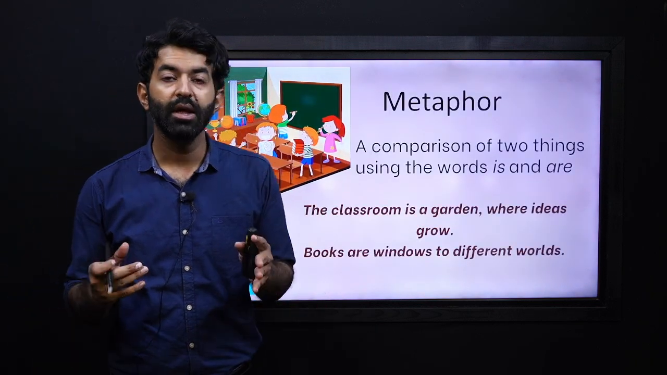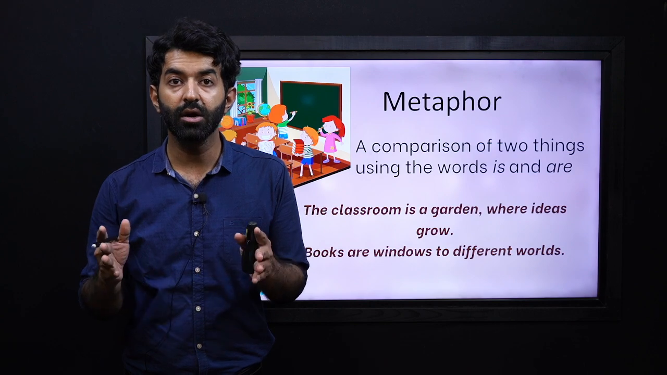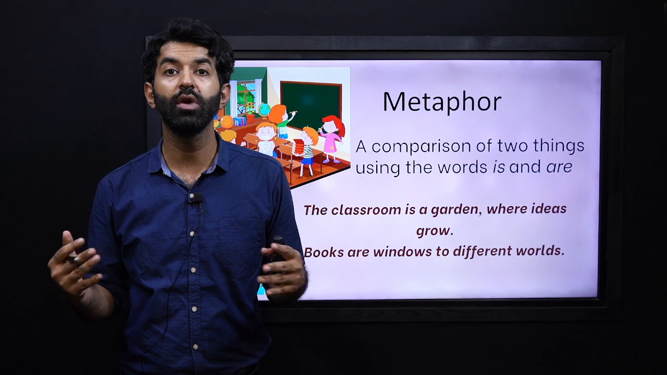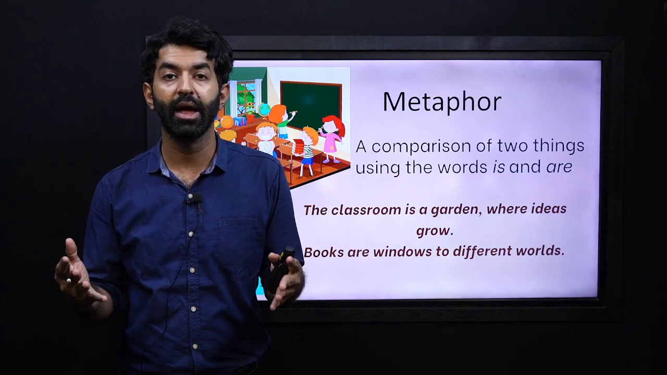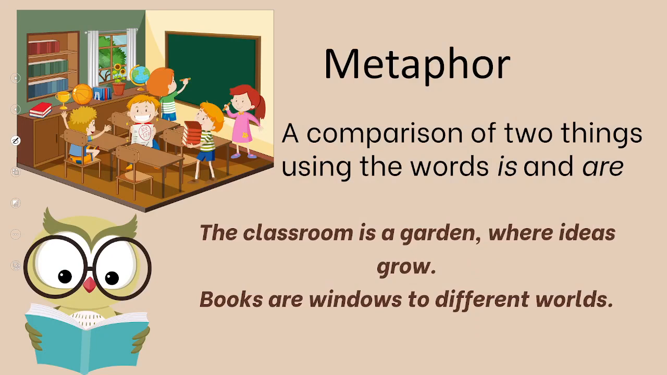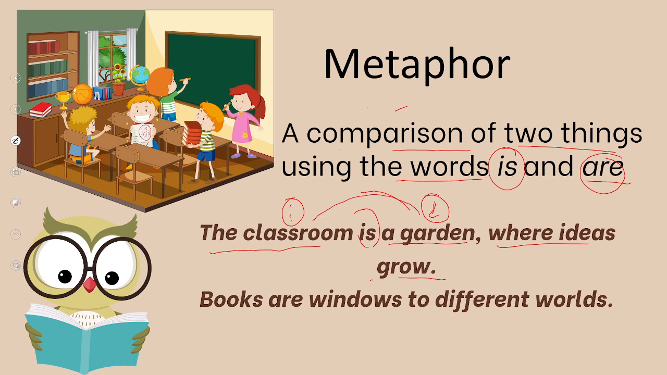Now, let's talk about another comparison, but here we don't use the words like or as; we directly compare by calling it as it is. This is a comparison, dear students, of two things using the words is and are. For example, the classroom is a garden where ideas grow. We know that a classroom is a classroom and a garden is a garden, but we are comparing classroom with garden with the word is. The classroom is a garden.